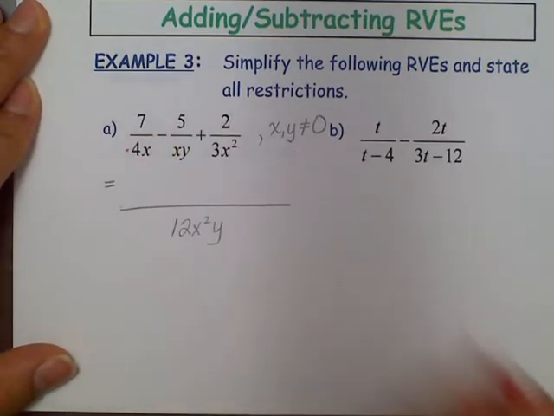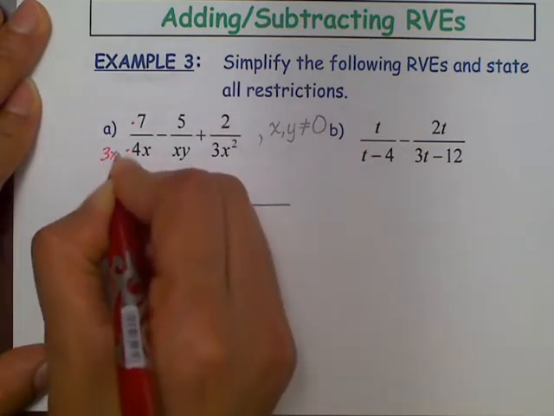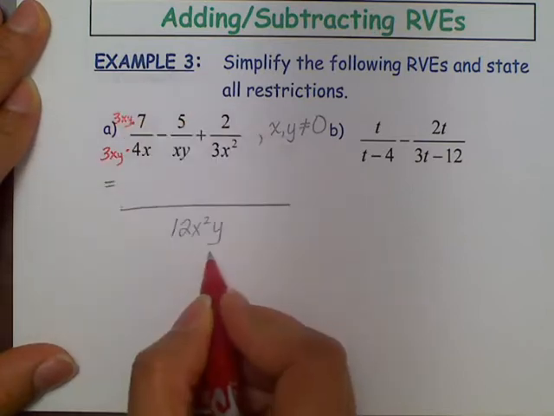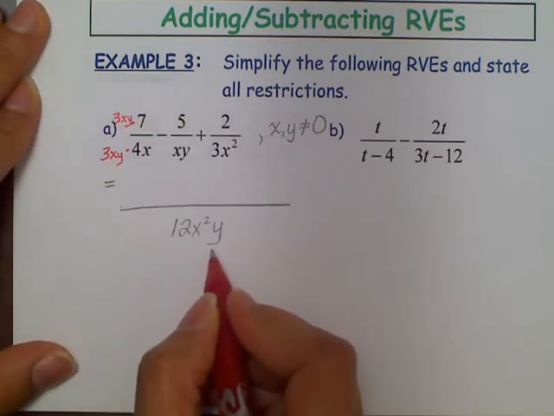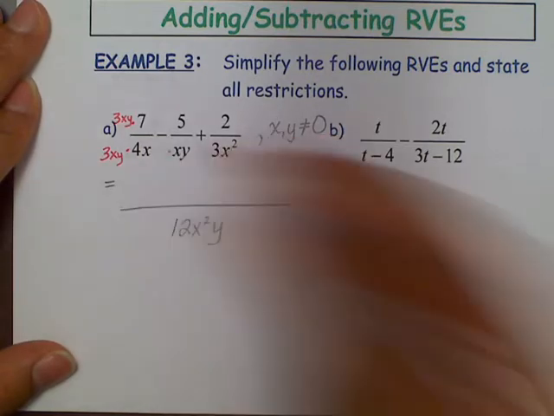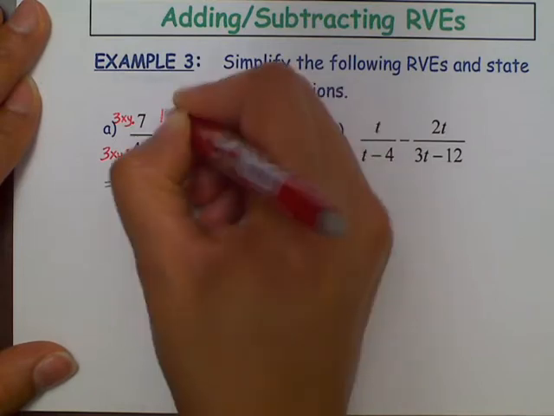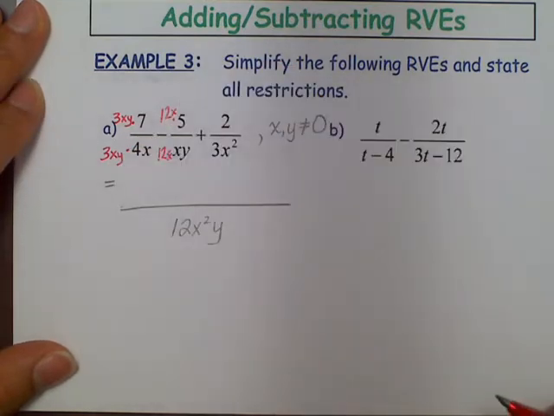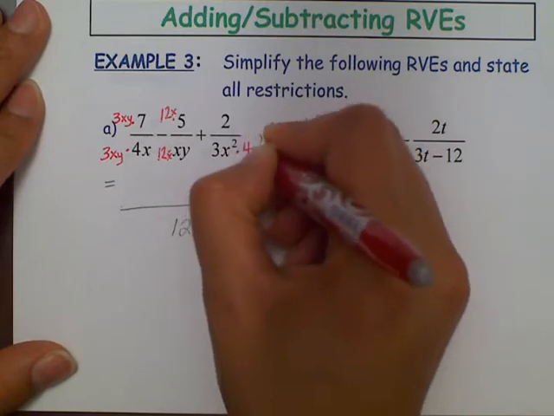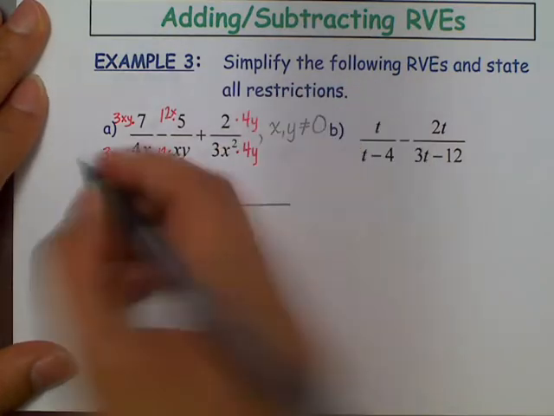So I need to multiply the first set of brackets, or the first RVE, by 3xy in order for it to be the same as the denominator that I have here. And remember, whatever you do to the denominator, you have to do to the numerator as well. The second one I need to multiply by 12 times x. Same thing in the numerator as well. And the last one I need to multiply by 4y. And same thing in the numerator as well.